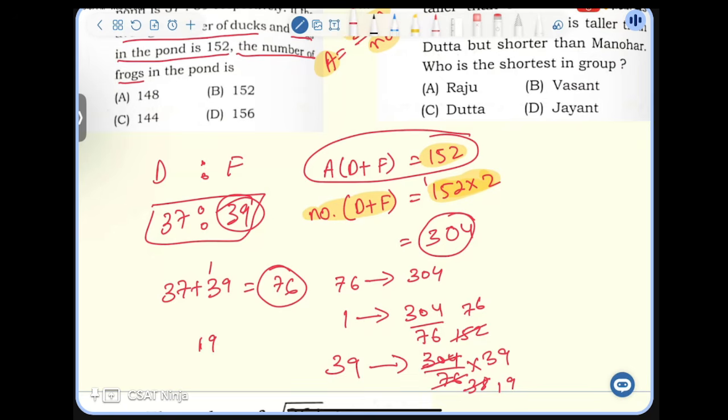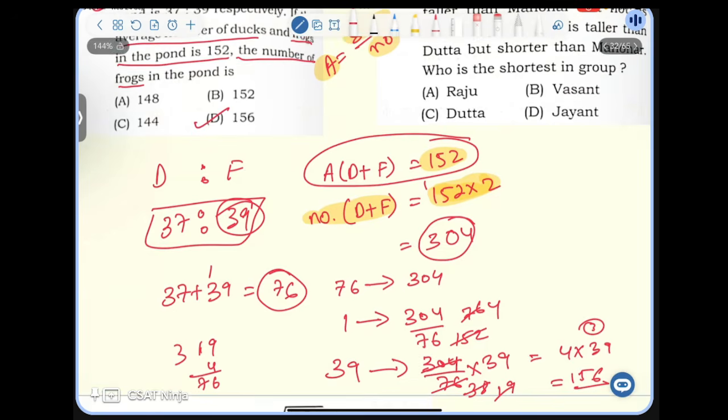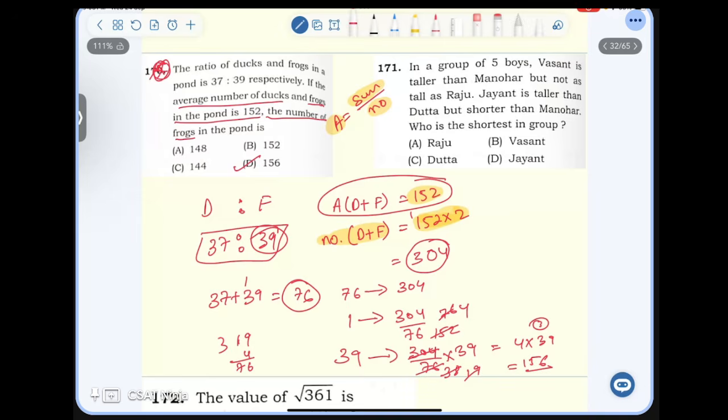So 19 into 4 makes 76. So we are getting 4 into 39. 4 times 9 is 36, carry 3. 4 times 3 is 12, plus 3 is 15, so 156. My answer is 156, if my calculation is not wrong. Okay. I've done a question similar to this one, so I'll leave that for you.